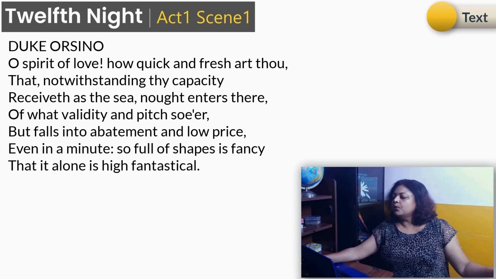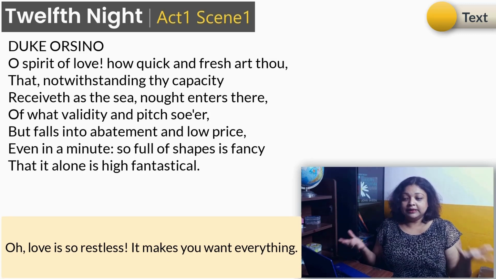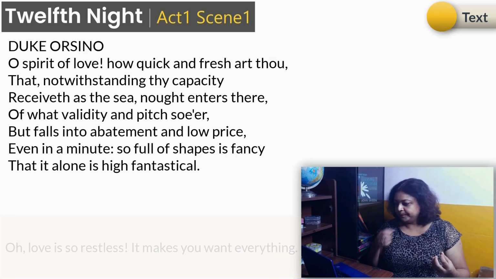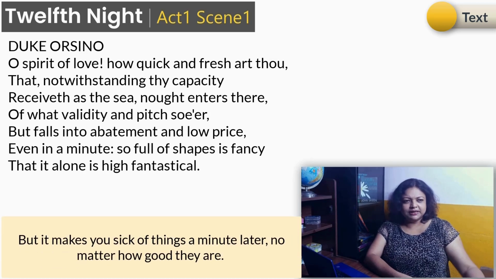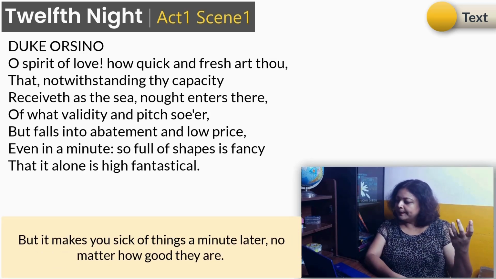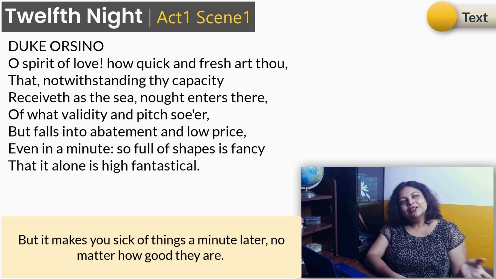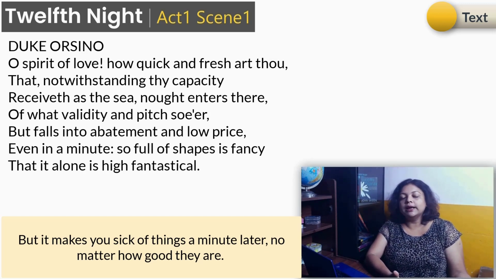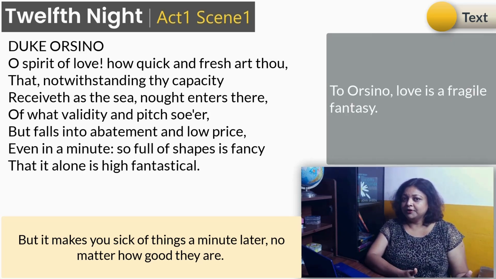"O spirit of love, how quick and fresh art thou, that, notwithstanding thy capacity, receiveth as the sea." So love is like an ocean. It doesn't care how much it can hold. It goes on receiving like that ocean. "Nought enters there, of what validity and pitch soever," it doesn't matter what love receives. It goes on receiving, "but falls into abatement and low price even in a minute." So when you are in love, you are unpredictable, you like something, and the next moment you don't like it anymore. Now this is Orsino's version of love, we have to remember.